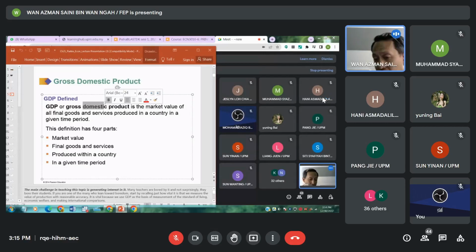During a certain period of time, normally GDP is computed on an annual basis. If we compute GDP on an annual basis, then we need to calculate all goods produced within Malaysia from 1st January until, sorry, 31st December, 365 days. Anything which is produced will be included in GDP. That tells us the level of economic activity in Malaysia.